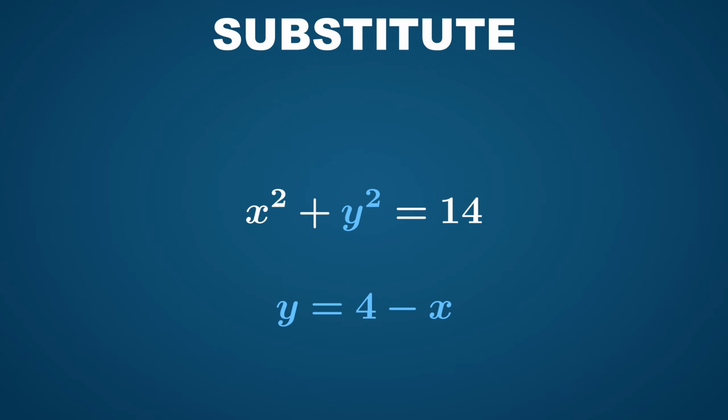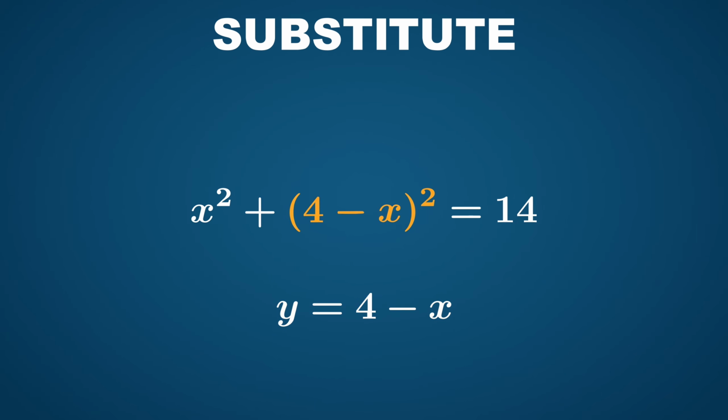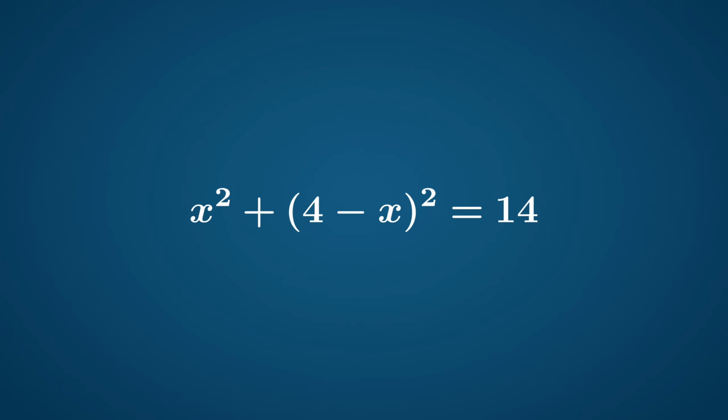Here is where we make our substitution. We replace the variable y with the expression 4 minus x. Because the original equation squares the entire value of y, we must place our new expression 4 minus x inside parentheses and apply a square exponent to the entire group. Finally, the equation remains equal to 14 on the right side. Our new substituted equation is written as x squared plus the quantity 4 minus x squared equals 14. Notice that this equation now contains only a single variable, x.